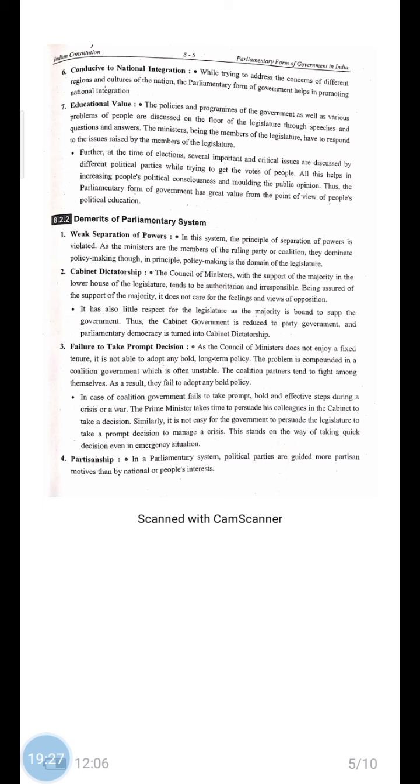Then second one is the cabinet, we can say dictatorship. The Council of Ministers, with the support of the majority in the lower house, is a legislative tyrant, authoritarian and irresponsible, being assured of the support of the majority. It does not care about the feelings and views of the opposition.